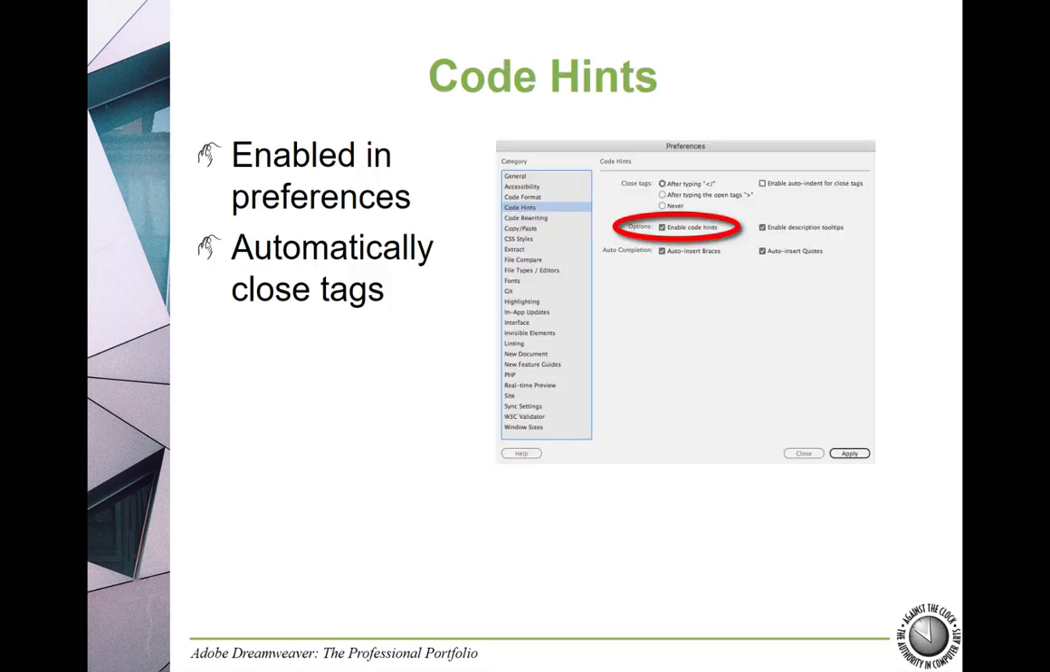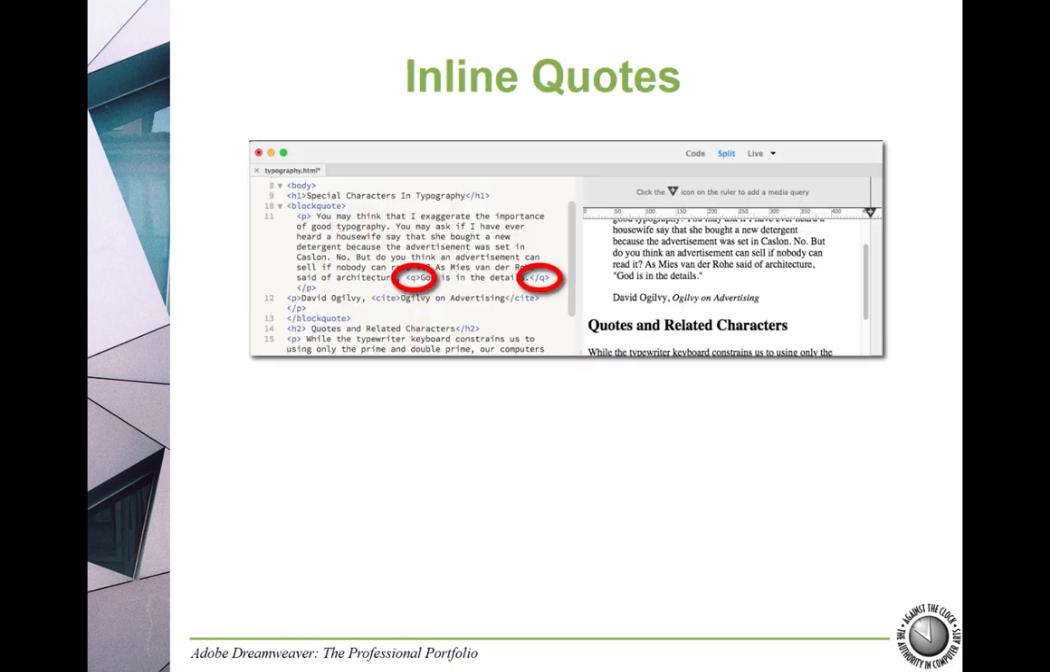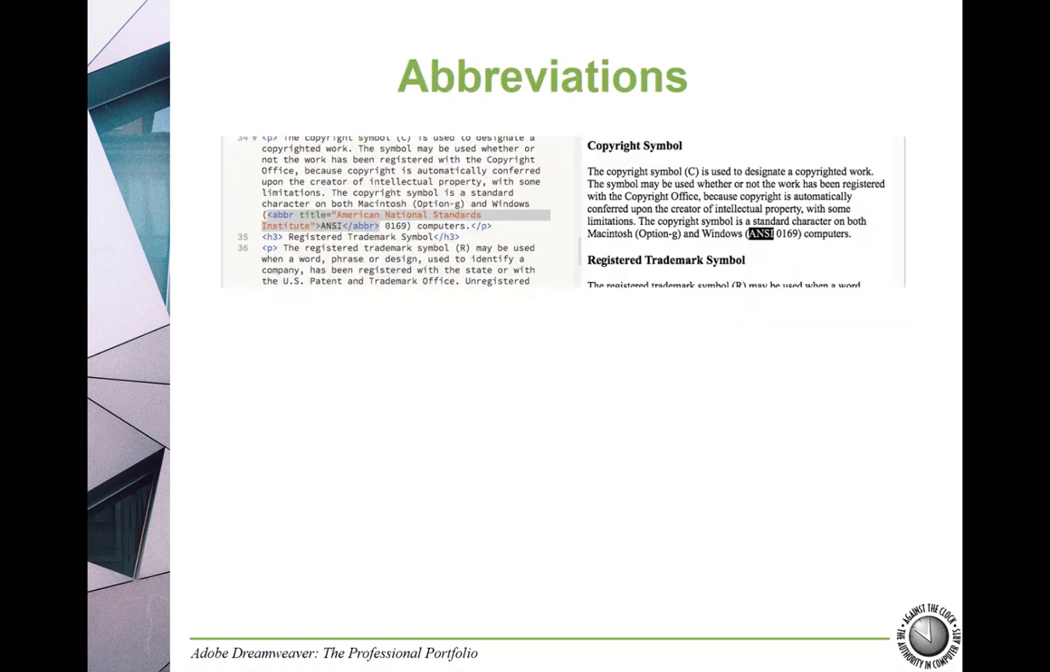Code hints are really very useful because as you're typing, it will give you hints and it'll make your life a lot easier. You won't have to make as many mistakes by trying to guess what's going on. So make sure that you have the enable code hints option checked in the preferences. Then you have your inline quotes, such as the Q element, which is used for marking quotations that are part of a sentence or a paragraph rather than a separate paragraph. Of course, we have abbreviations, which are shortened forms of words and phrases.